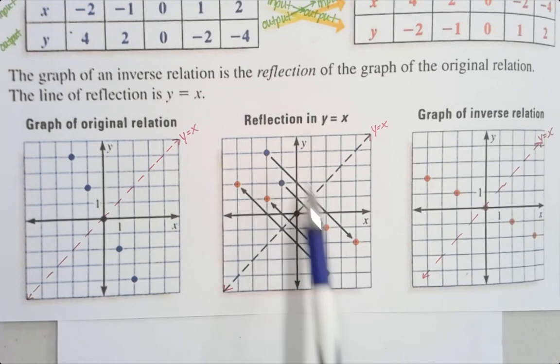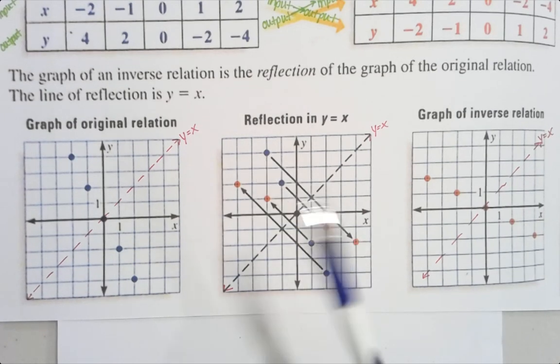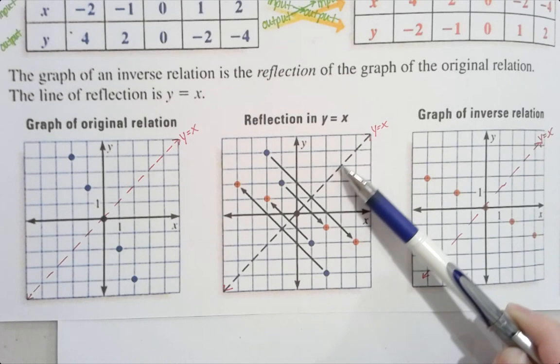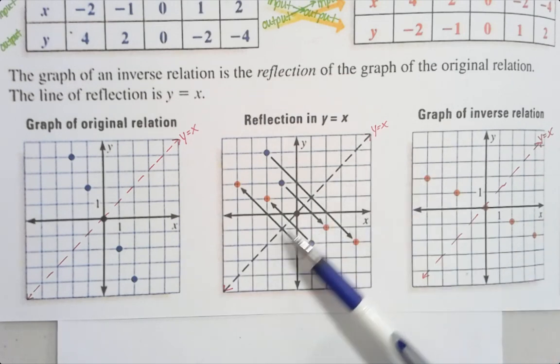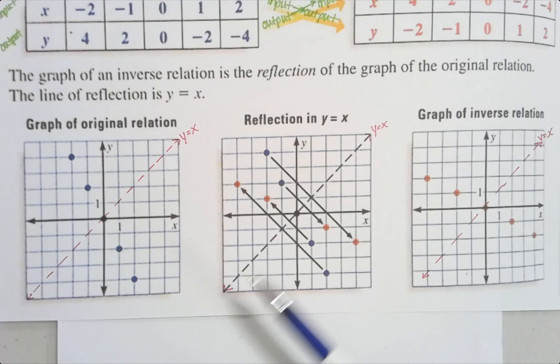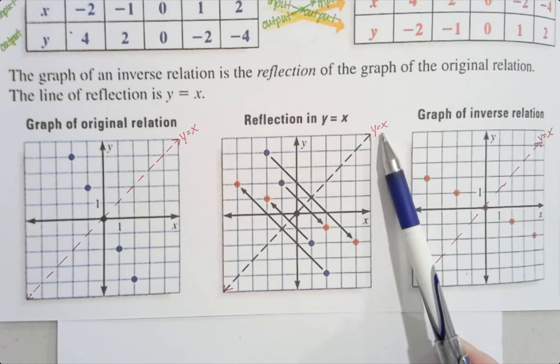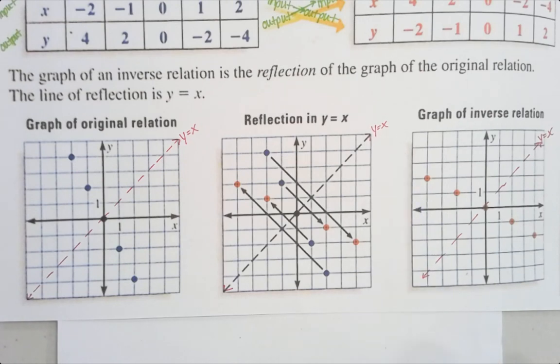And so these points are being reflected over this line. It's like we can cut our graph, or our paper, or coordinate plane in half diagonally, perfectly. And this is the line y equals x. So all inverse relations, and even inverse functions, are going to be reflected over this line. That's the behavior that this is going to follow.